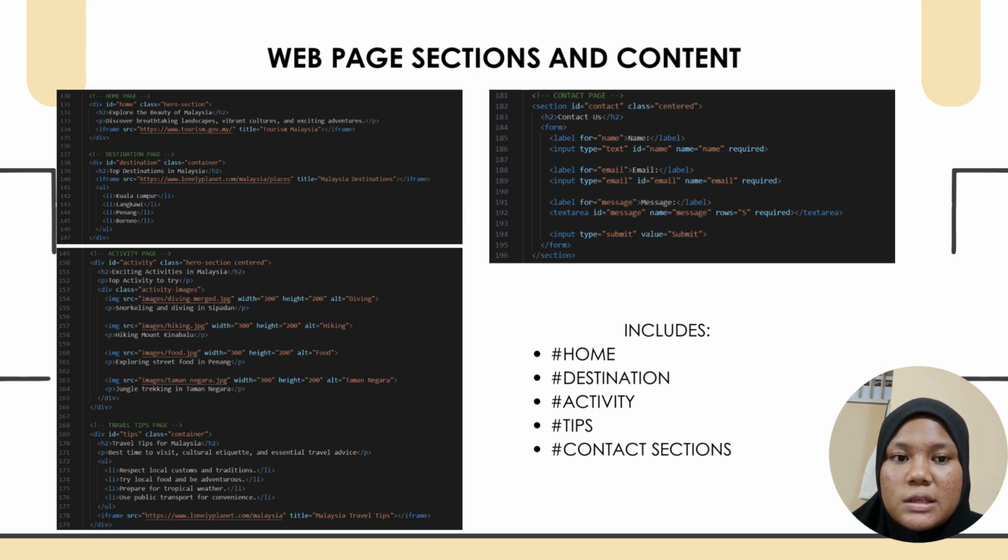The activity section is visually focused. It contains four highlighted activities like diving in Sipadan and hiking Mount Kinabalu. Each activity has an image and a short description beneath it. These images are styled for aesthetics using rounded borders and center alignment.